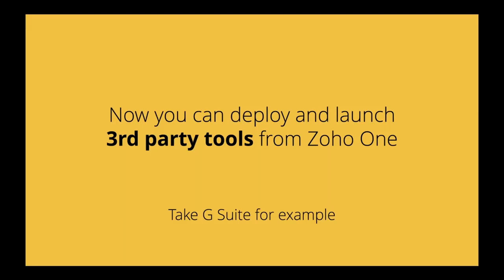So SSO, single sign-on. The core point, which I'll just cut to the chase here, is that you can now deploy and launch third-party tools from Zoho One, which means you can go to Office 365, you can go to G Suite, you can go to Zendesk, you can go to MailChimp, you can go to Asana, you can use any of these popular third-party tools, and you can bring them inside Zoho One and then sign into Zoho One and then just launch those other apps from within Zoho One without having to sign in again. So pretty cool.